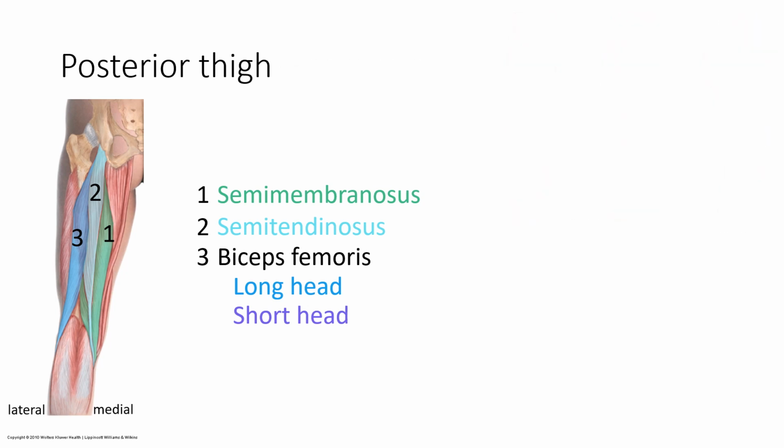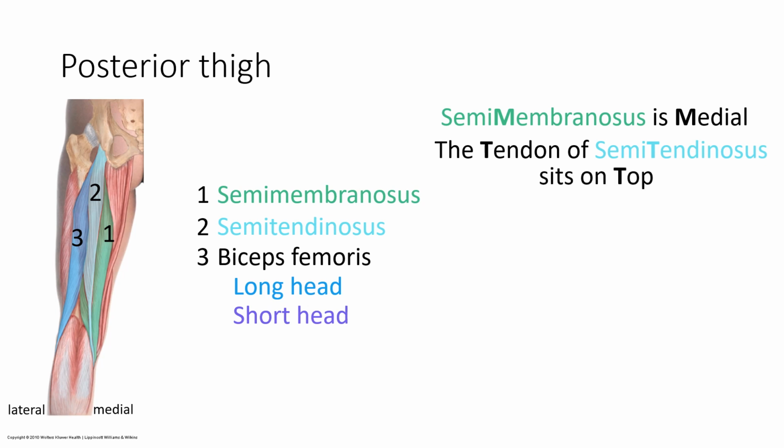A way that I try to remember differentiating and orienting myself is I look medially and I remember that the semimembranosus muscle is medial, just really emphasizing that M. And then I remember that that semitendinosus muscle, that tendon of it sits on top. So again, just emphasizing that T of the tendon of the semitendinosus muscle.